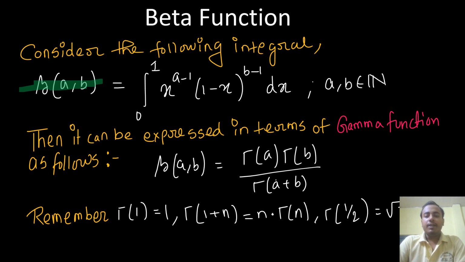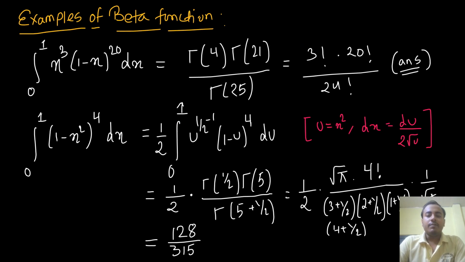What we can do from here is we need to understand a few basic gamma values. So I'll just recap that gamma of 1 is 1 and gamma can be defined recursively as gamma of 1 plus n, which is n into gamma n, and gamma of half is root pi. So that is all you need to know. You do not need to know anything other than this stuff. Okay, a few examples of beta function.